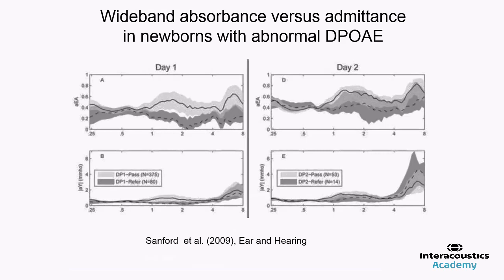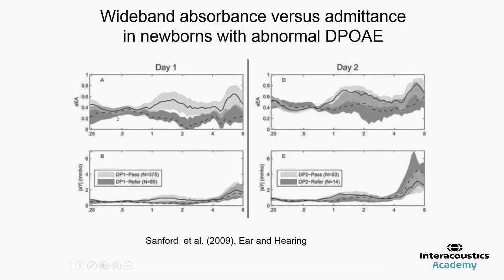So when we look at newborns on the first day from the study by Chris Sanford, what we can see is that the ears that did not pass on their DPOAEs, which are shown in dark gray, have much lower absorbance, especially in that 1 to 4 kilohertz range that we've seen for otitis media with effusion. So it's really acting like OME, even though it's a different condition at birth. And you can see that the ears that passed have much higher absorbance, so that would be the normative range. And again, it's really best in terms of sensitivity in the 1 to 4 kilohertz range.